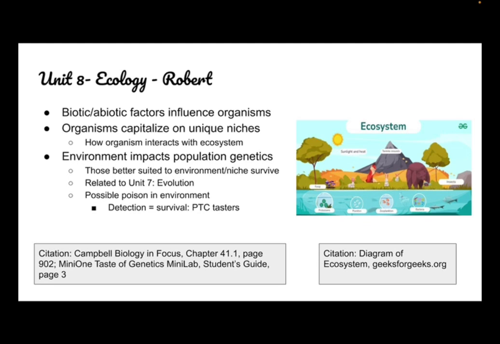Specifically, environmental pressures like temperature, availability of resources, or toxins can affect population genetics. Those individuals best suited to their niche are likely to survive and pass on their alleles. This ties directly to the principles of evolution from Unit 7 and also to the PTC tasting lab, in that some humans can taste the bitter compound while others can't. And this ability to taste may have evolved as a survival mechanism to detect and avoid naturally occurring toxins in plants in certain regions of the world.